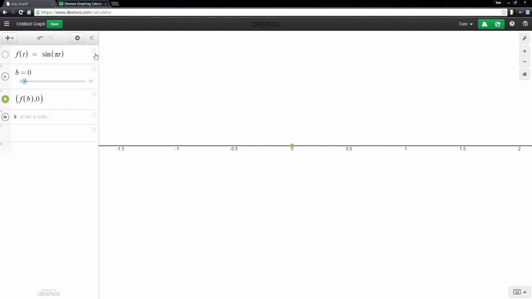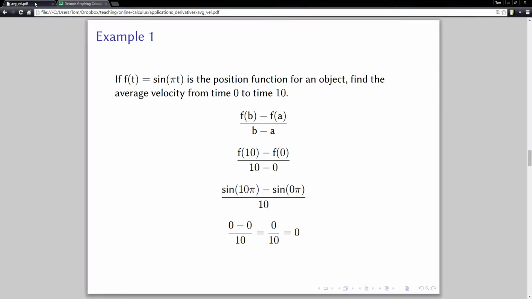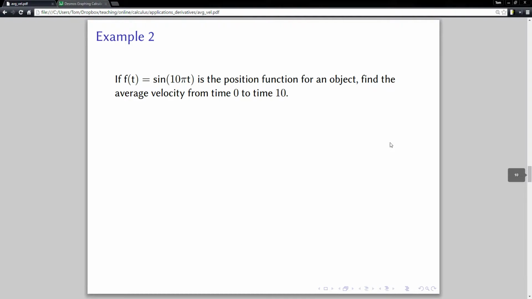All right, let's take a look at another example. In this case, we have f of t equals sine of 10 pi t, and we want to calculate the average velocity from time 0 to time 10. This problem is going to look an awful lot like the previous problem. We have the position function, so we're going to use this formula for the average velocity. It was from time 0 to time 10, so a is 0 and b is 10.